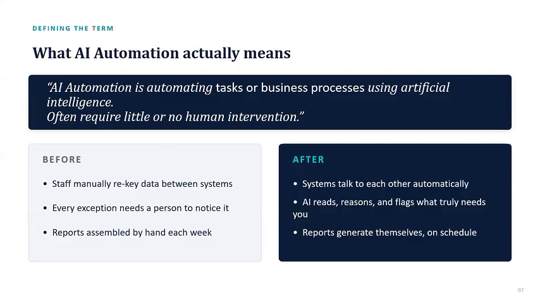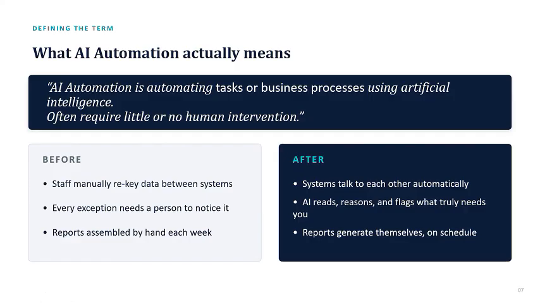What AI automation actually means? AI automation involves automating tasks. Particularly repetitive tasks. Why don't we automate them such that they can be done faster? I don't need to keep doing the same thing. It is automating tasks and business processes using artificial intelligence.